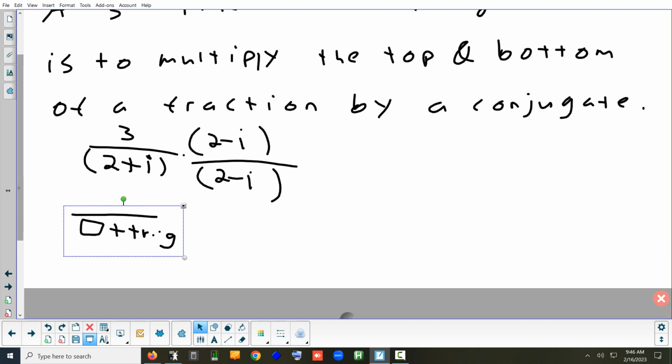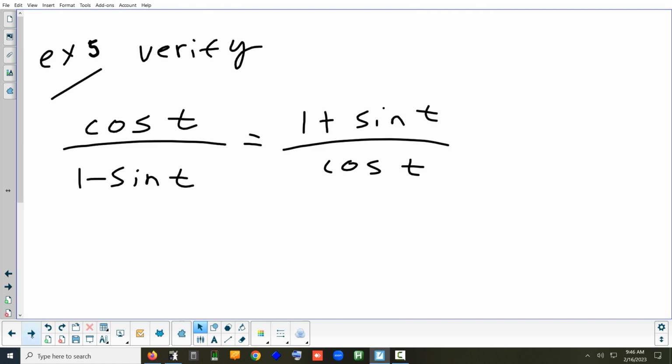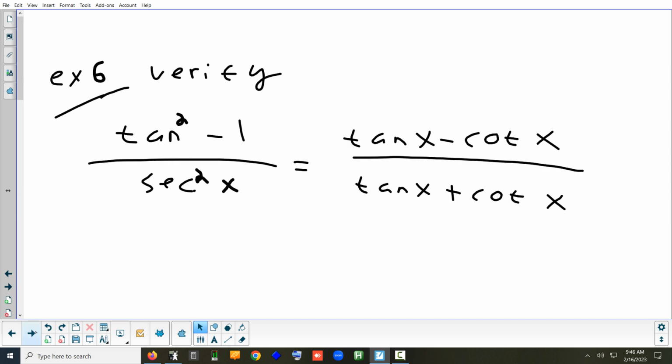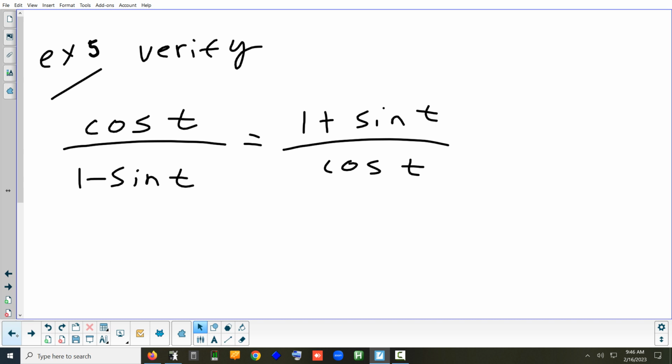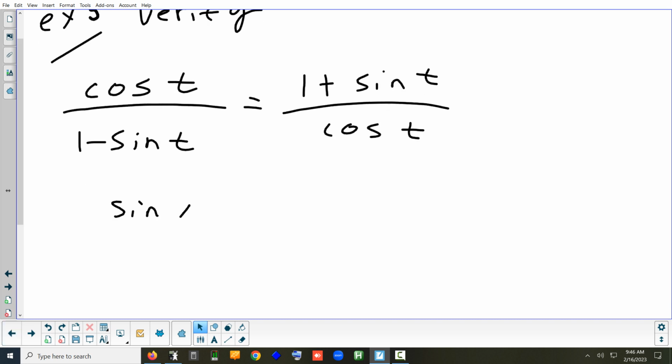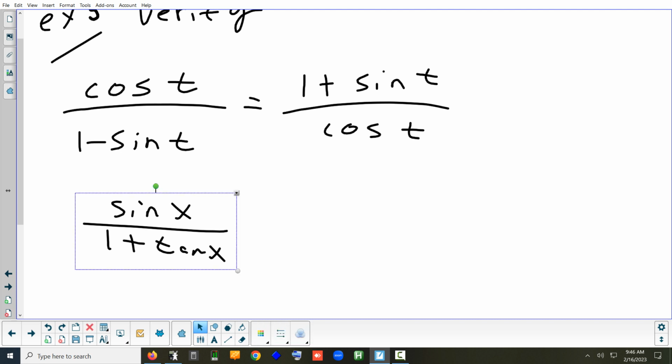It's going to be very obvious when you need to use a conjugate, and I'll show you what it looks like. That's absolutely a problem where you're using a conjugate. You have a fraction, and you have a number plus or minus a trig function. Here's another one that's a little different, but this is definitely one where you would use a conjugate. Another one would be something like sine x over 1 plus tangent. I'm not doing that one because I don't even know if that works out nice. But it has a trig function plus or minus a number. So that's the pattern to look for with conjugates.